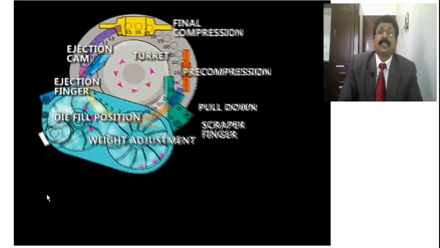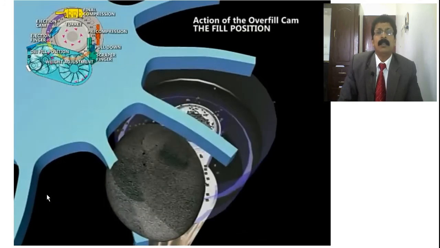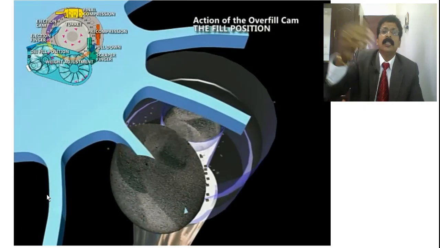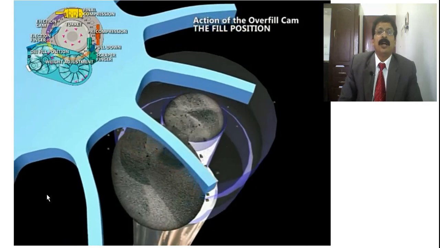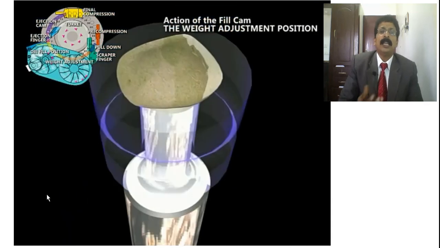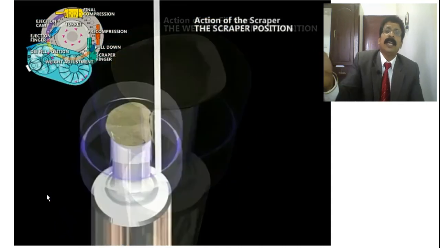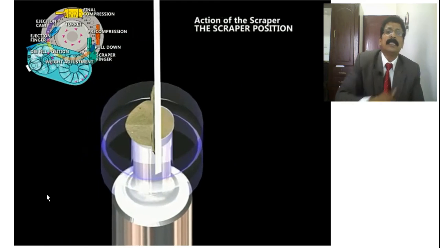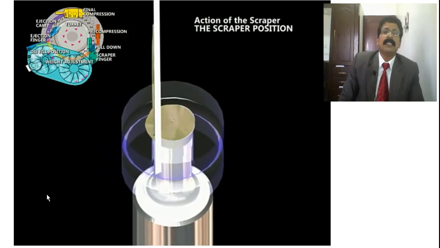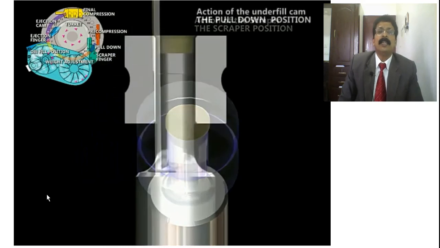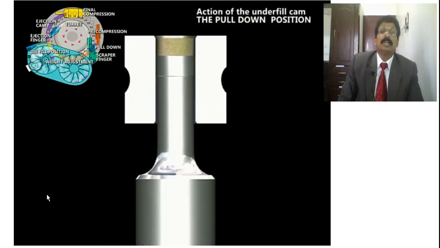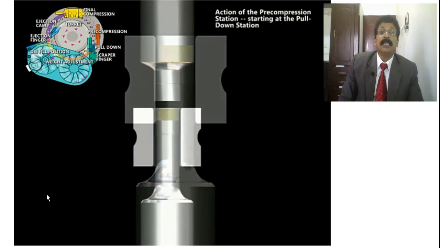It is an animation. See, the feed frame is filling the die by means of the feed frame, and the lower punch is lifting for weight adjustment. Extra weight will be taken by the scraper blade. You can see the blade taking the extra from the die, and it is recycled, and then this die will be ready for the upper punch to come down. Now you see the powder weight adjustment: it is pulled down, and the weight is now ready in position for compression.